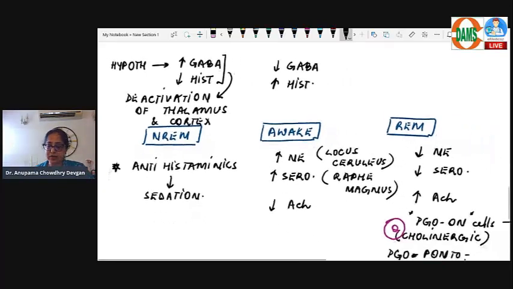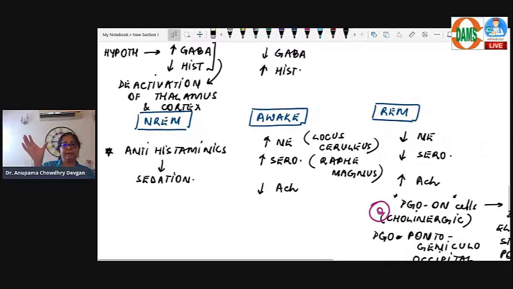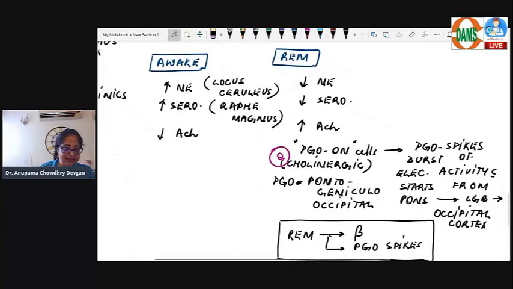See, the easiest way to remember this is to follow this little chart. Awake is in the center. REM and awake are opposite. NREM and awake are also opposite to each other. Awake state: increase in norepinephrine, increase in serotonin, decrease in acetylcholine. REM sleep: decrease in norepinephrine, decrease in serotonin, increase in acetylcholine. Where does this acetylcholine in REM sleep come from? This comes from PGO-on cells. What are these PGO-on cells?